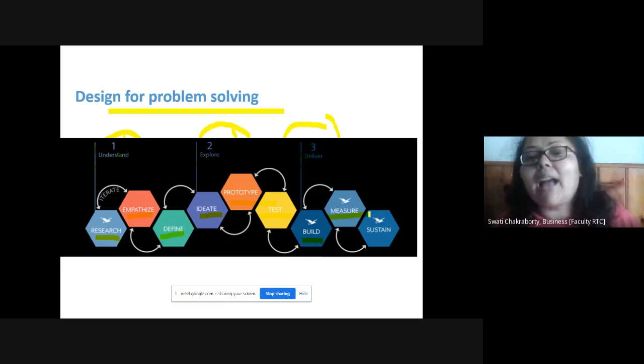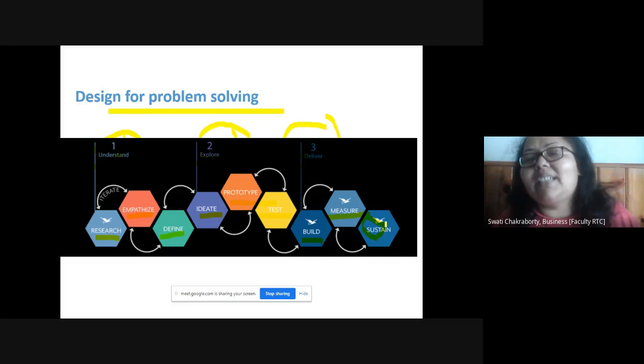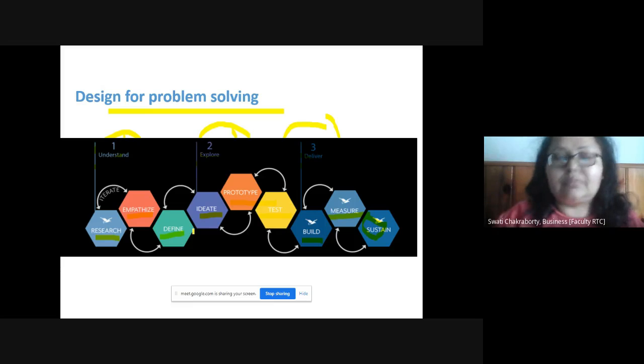You need to actually measure or put it into practice, implement it to see how well it's going, and you have to test whether it can be sustained or not, right? And this is an entire process which is being replicated. It goes on and on.